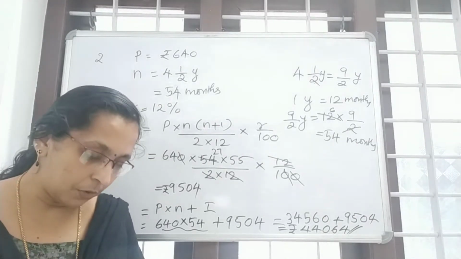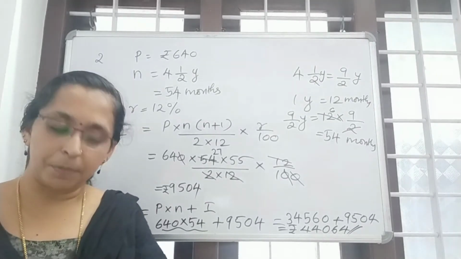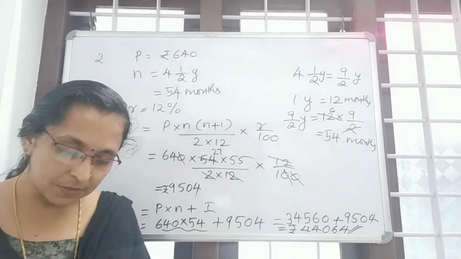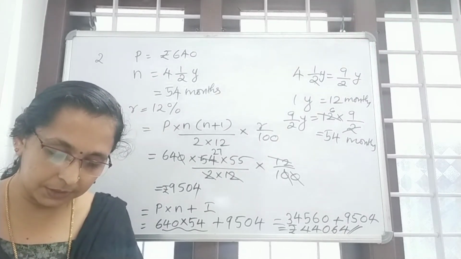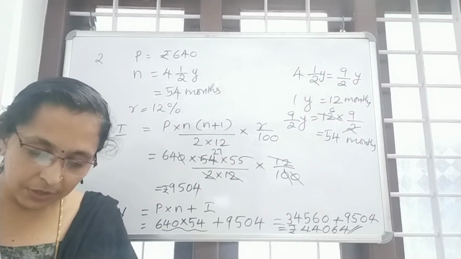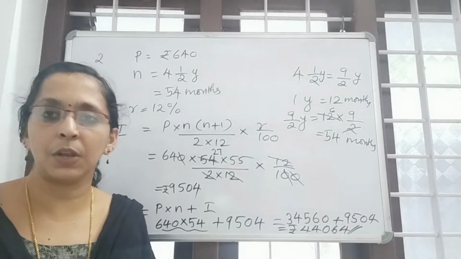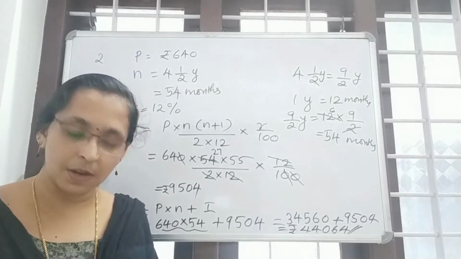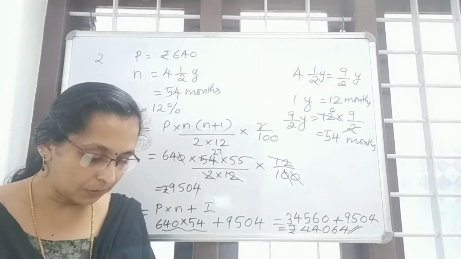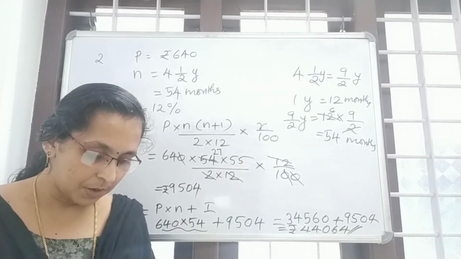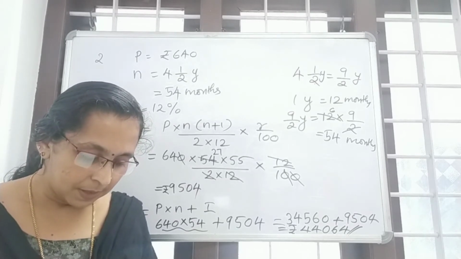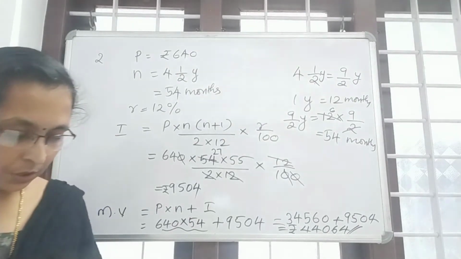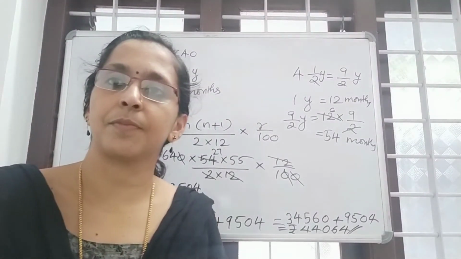So the maturity value questions are, I will repeat once again: exercise 2A, first question, second question, third question, 7th question. In exercise 2B, first question, then question number 5, then question number 10, question number 11. Okay, so practice it. Thank you.